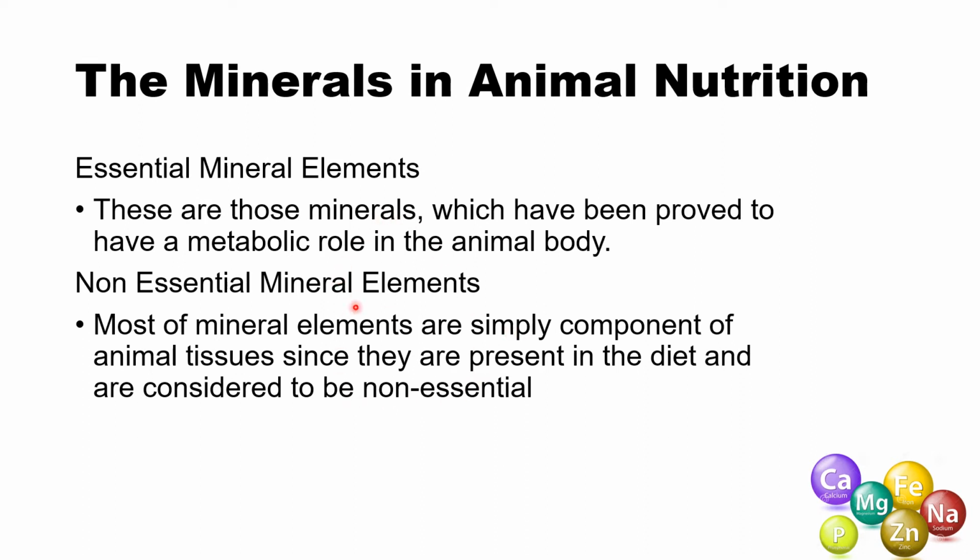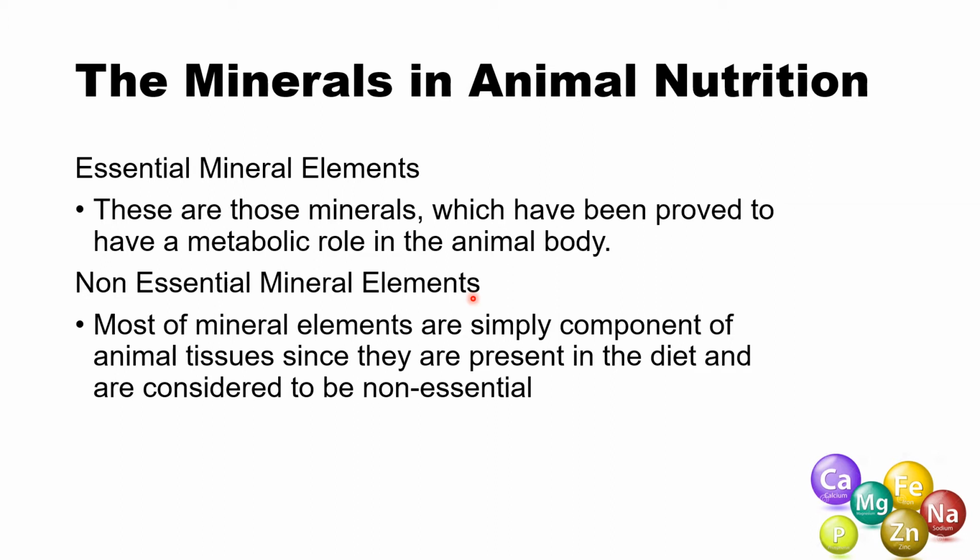So, in that sense, what are the essential and what are the non-essential minerals? When we say essential mineral elements, these are those minerals which have been proved to have a metabolic role in the animal body. Meaning, these are minerals that take part in the proper functioning of the animal. For example, for the growth and development of the animal, it needs these essential mineral elements. At the same time, for other functions such as the reproductive function of the animal, the synthesis of hormones, the regulation of its body, and the maintenance of homeostasis in its body, it needs these essential mineral elements.